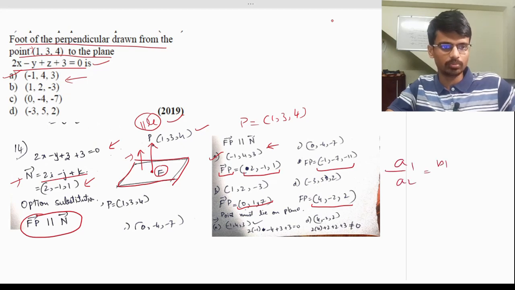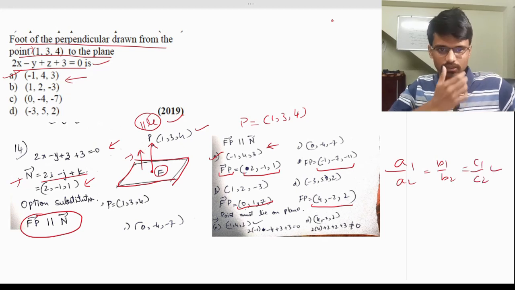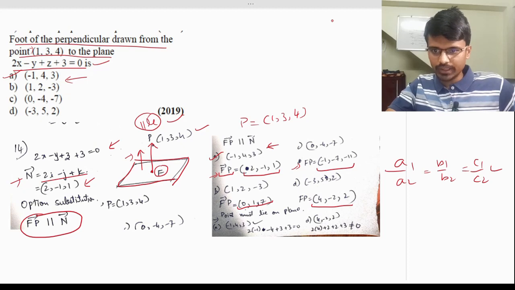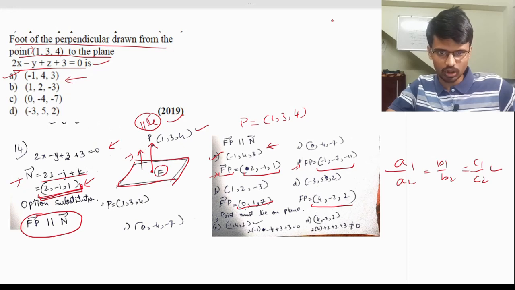A1 by A2 equal to B1 by B2 equal to C1 by C2. Everyone agrees, right? So I have found out the vector PF for each of the options. See in which case the components are in proportion with our normal vector. As you can see, option A and option D both satisfy. In option D also, you can see the components are in proportion with the components of vector n, right?